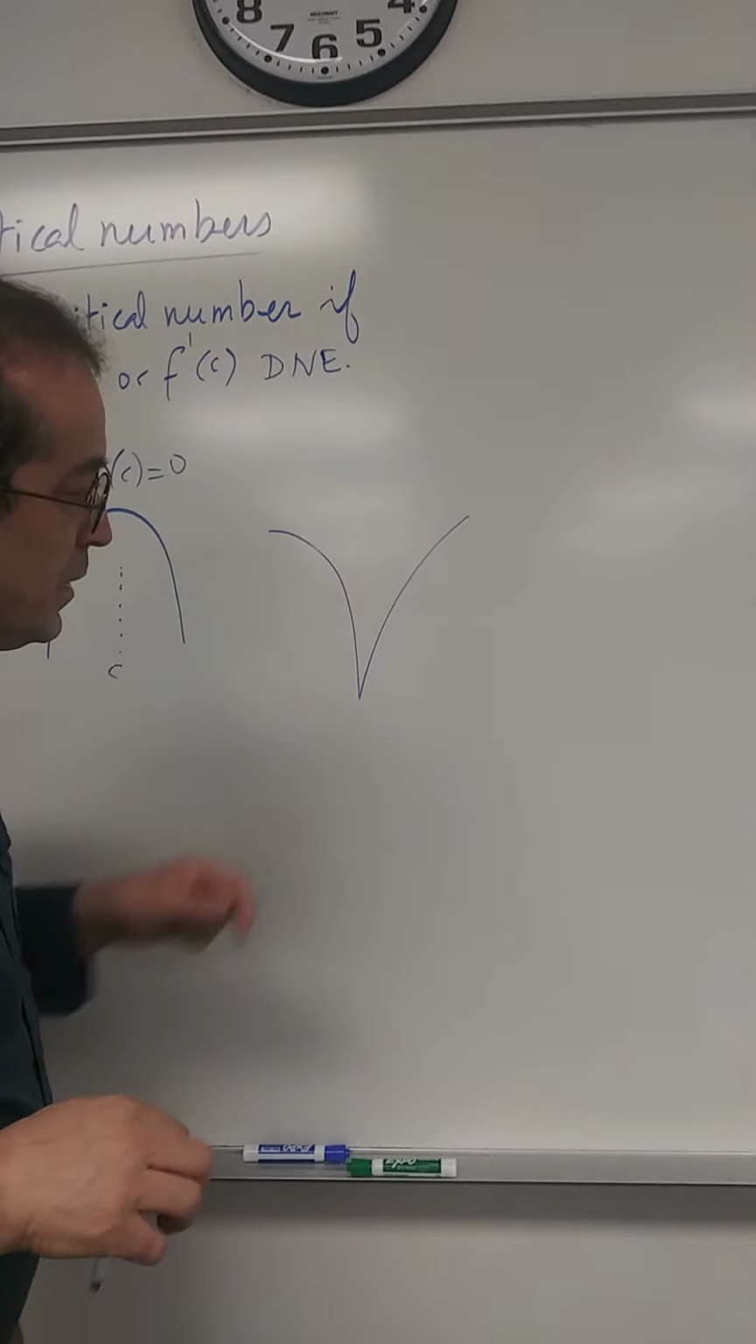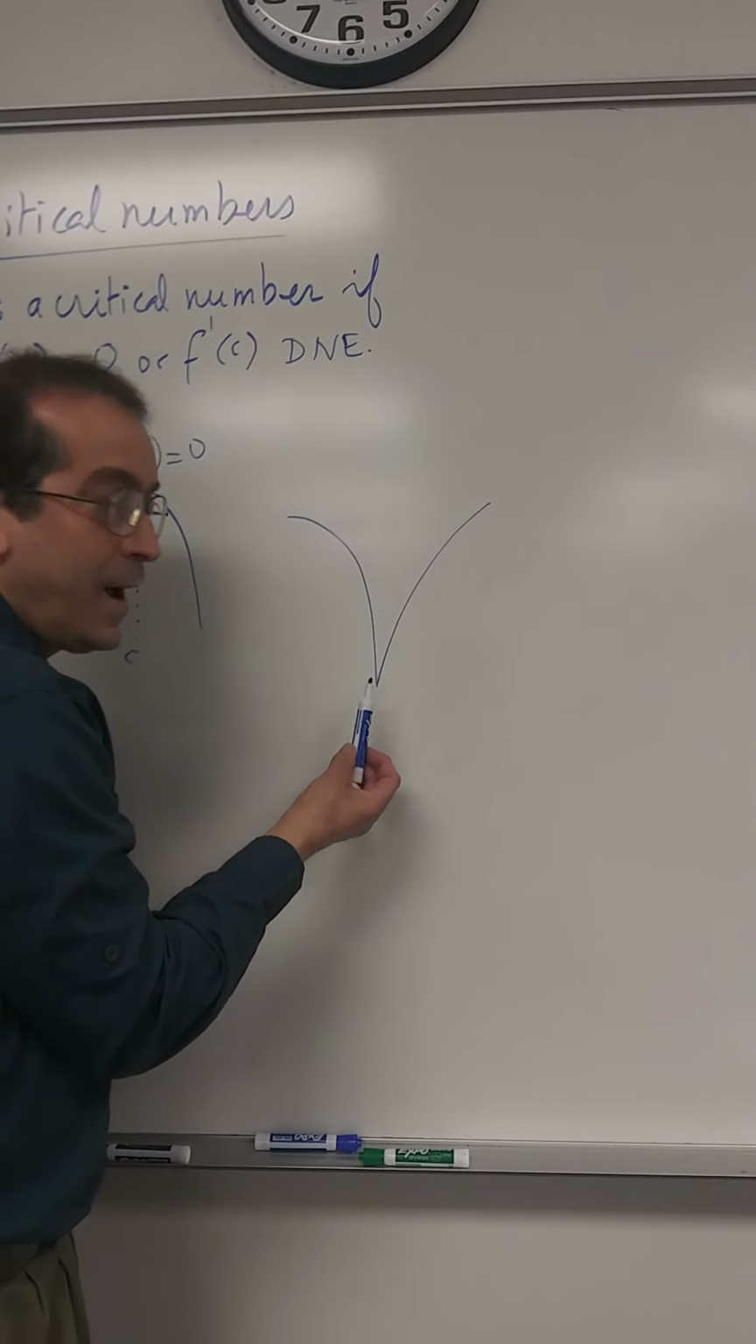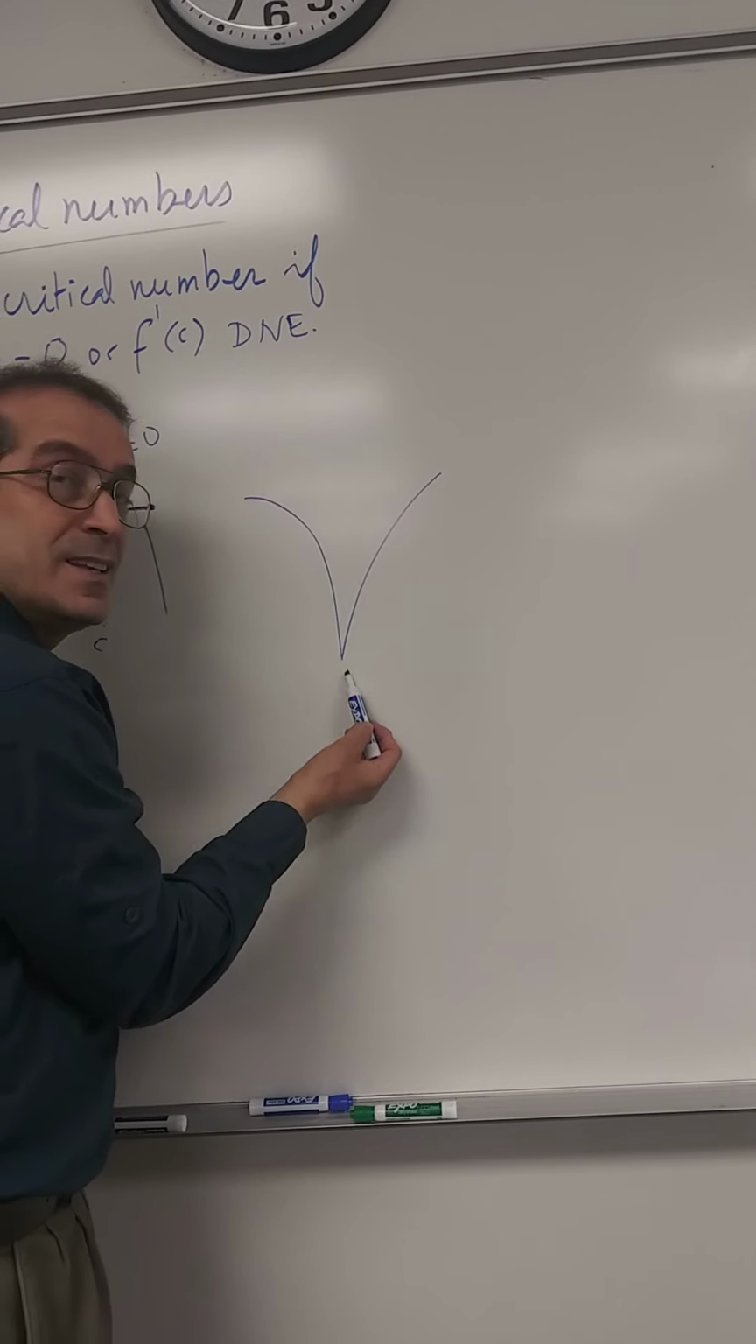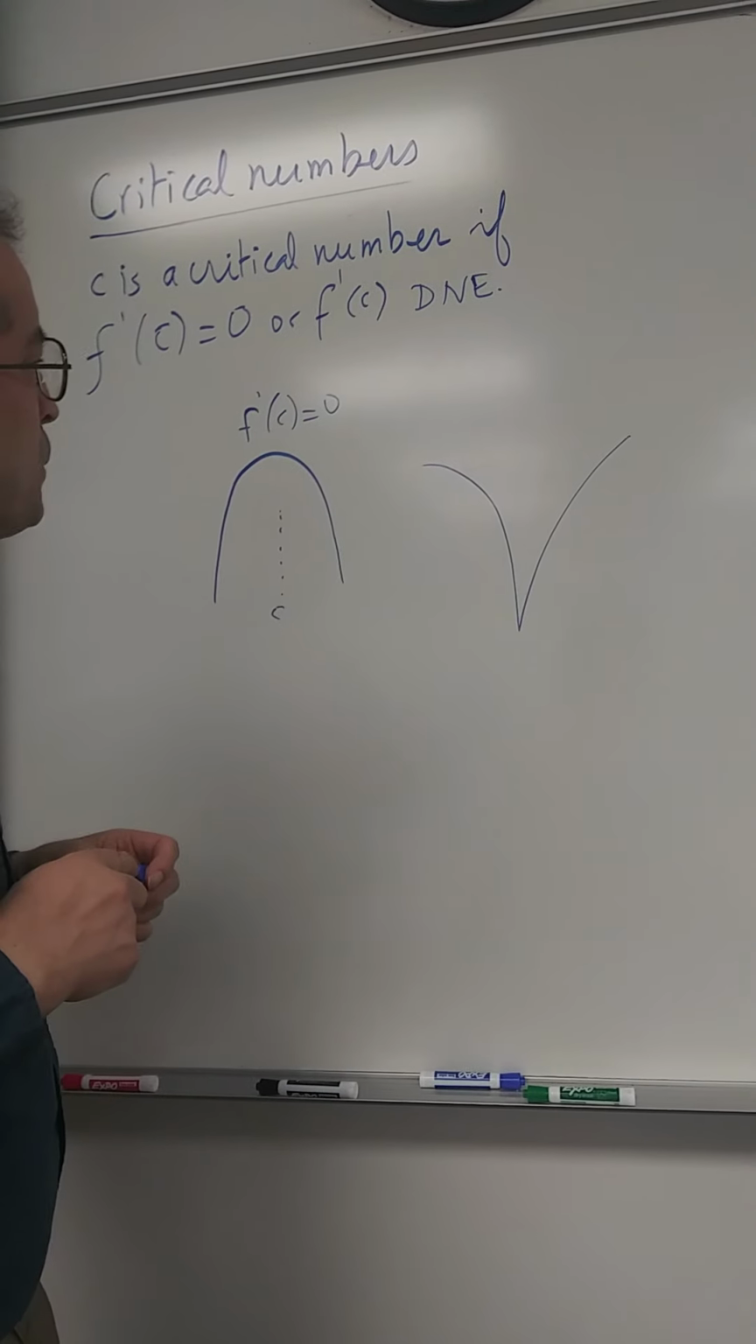This is another graph. The function is not differentiable here. However, this is still a critical number. So whatever this number is, it's a critical number. So what does this mean?